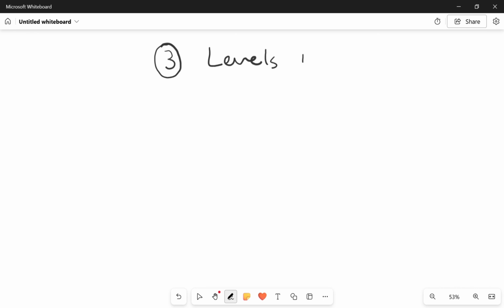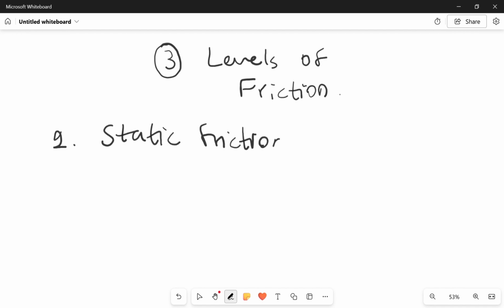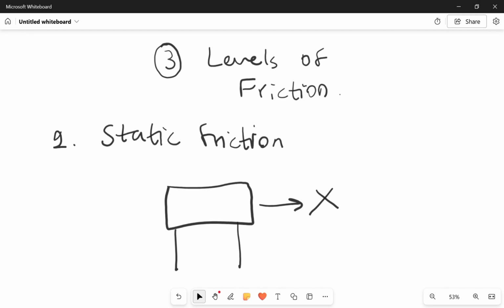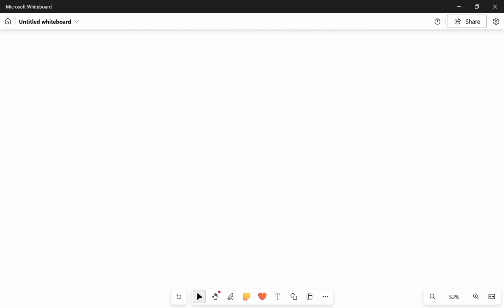There are three levels of friction. Let's use the first example. Number one, static friction. When the table was not moving, this friction adjusts itself to stop the table from moving. This means force applied is equal to the friction.